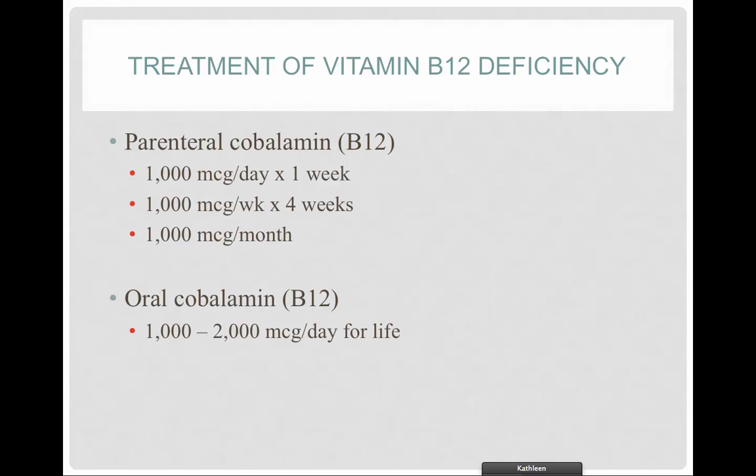Initially, what you'll see is an increase in RBCs once you treat them. You'll see reticulocytosis within 1 week. You'll see an increase in retic count, hematocrit and hemoglobin within 1 week, and normalization of hematocrit and hemoglobin within 2 months, with rapid improvement in symptoms. However, it may take up to 12 to 18 months for all neurologic symptoms to improve.